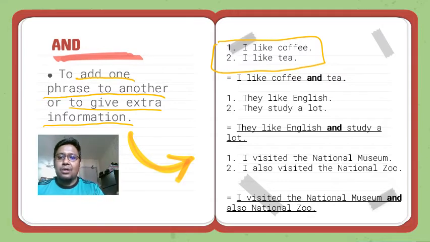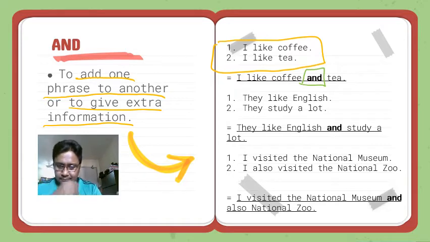I like coffee and then I like tea. It means here I like two kinds of beverages, which is coffee and tea, two kinds of drink. So how do we combine these two different sentences into one? That's why we use and. I like coffee and tea. And this is actually one of the functions of and.